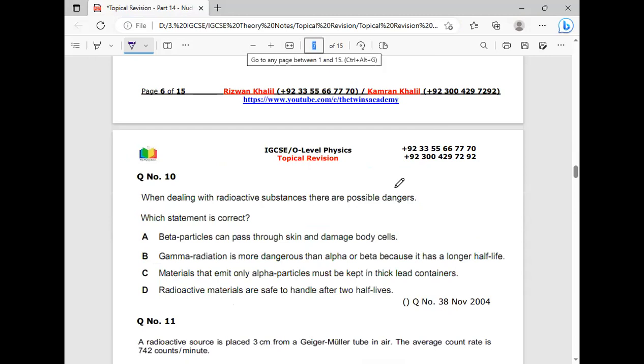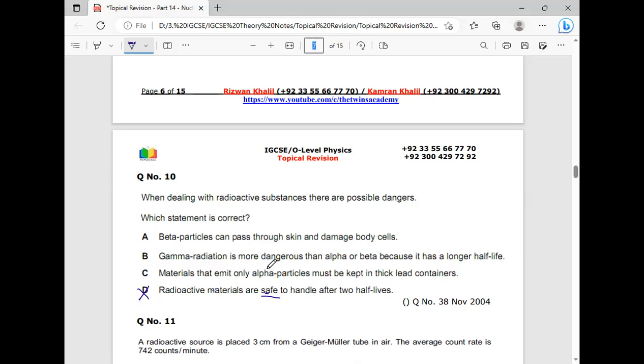So when dealing with radioactive substances, there are possible dangers. Okay, which is the correct option? Let's start from option D. Radioactive materials are safe to enter after two half-lives. No, they are still very dangerous, even after two half-lives. So option D is the wrong answer.